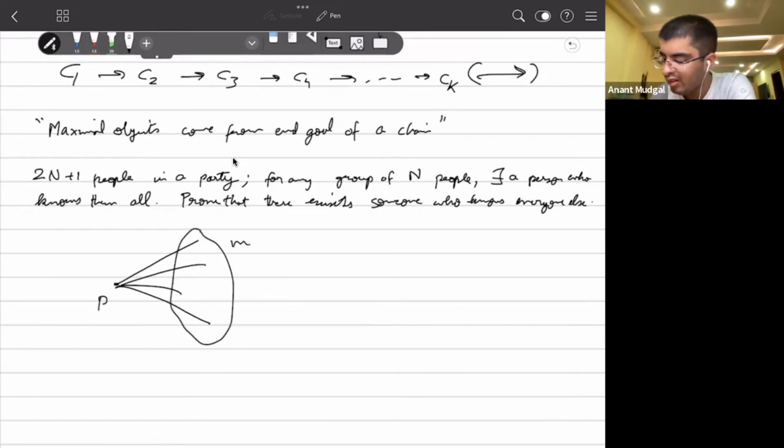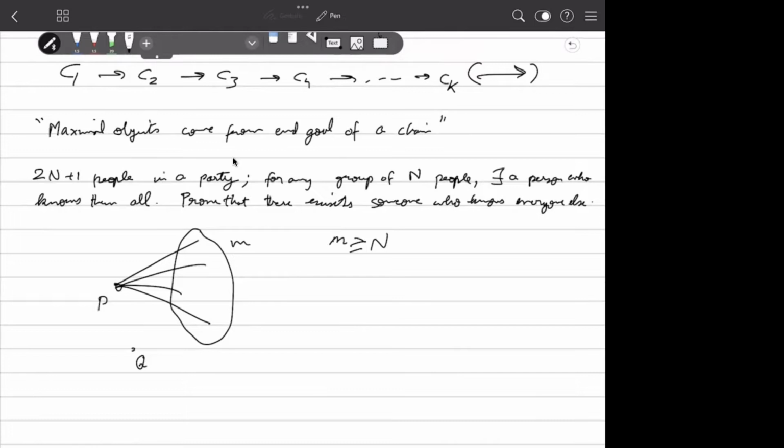So let's say P knows M people, and M is the largest possible. So you can also assume M is at least N. Now you want to show that this M is equal to 2N. So let's say there's someone P does not know, call them Q. How do you move from here?